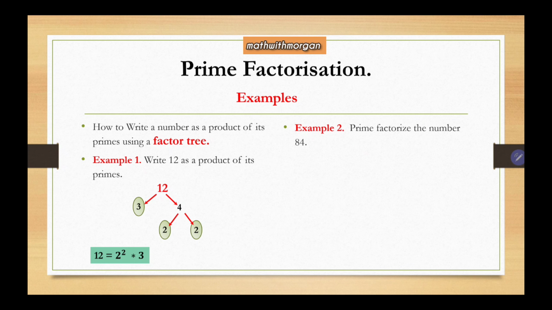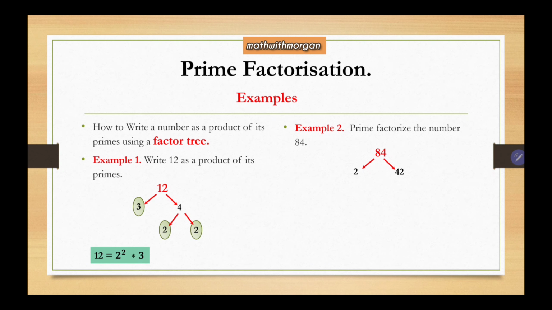Prime factorize the number 84. So again, we start with 84. We break it down into 2 numbers, 2 and 42. I always like to go with the smallest number possible. So I start by dividing 84 by 2 because it's the smallest number that can divide 84.